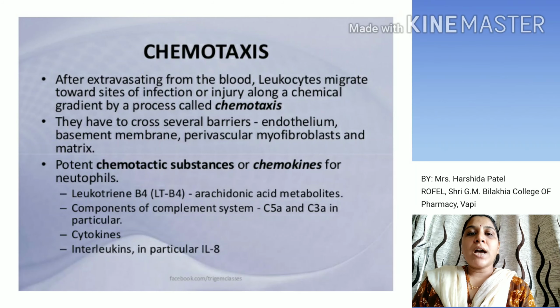After the leukocyte comes out of the blood vessel, it starts migrating towards the site of injury or site of infection along the chemical gradient. This process is called chemotaxis. It needs to cross several barriers like the endothelium, basement membrane, perivascular myofibroblasts, and matrix.